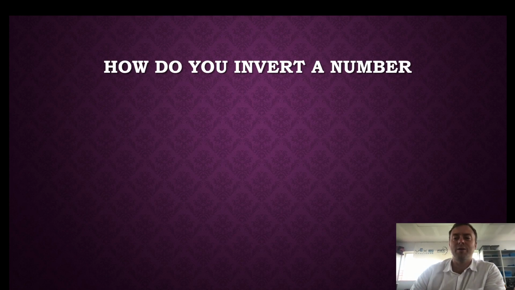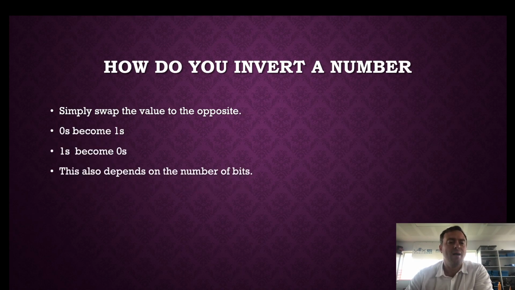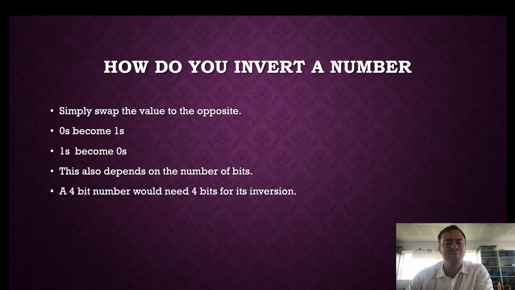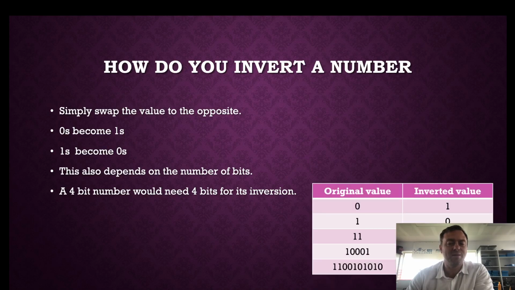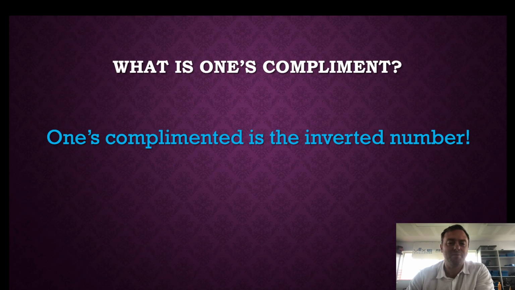So how do you invert a number? Well, it's really easy. You simply swap the value to the opposite number. So if it's a 1, it becomes a 0. If it's a 0, it becomes a 1. And this is totally dependent on the number of bits. So you just go through a 4-bit number. If you invert it, it needs 4 bits for the output. And that's pretty simple. So basically 1s become 0s, 0s become 1s. And this is effectively what 1's complement is when you hear that term. So 1's complement is basically when you just invert the number.